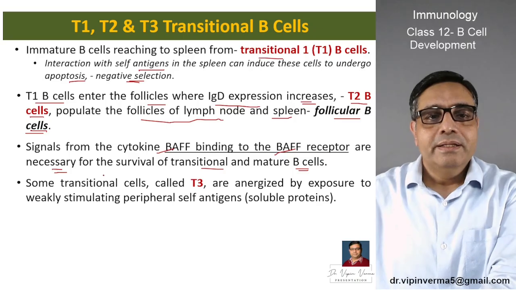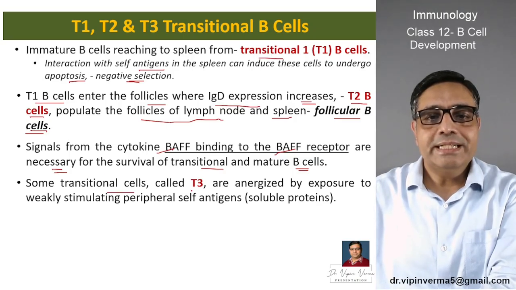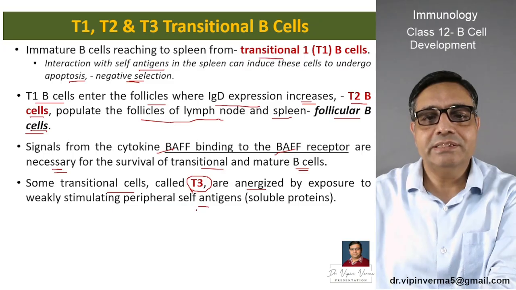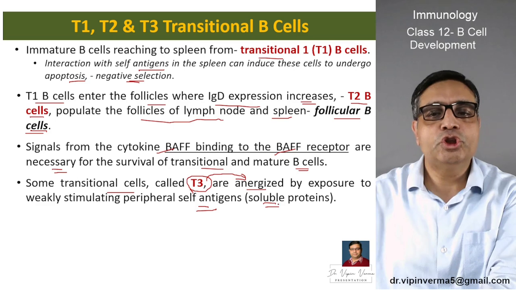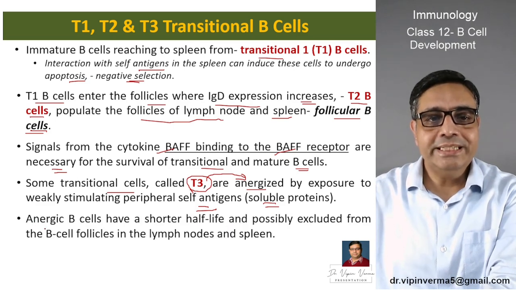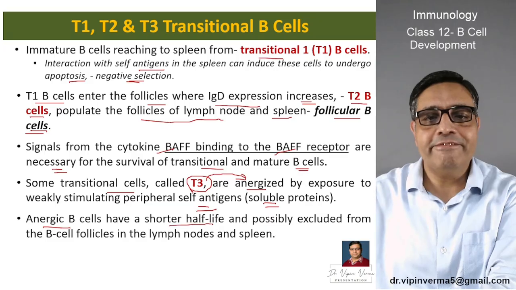Some transitional cells, which we call T3, are anergized by exposure to weakly stimulating peripheral self antigens. So basically these T3 cells are unresponsive, anergized by exposure to weakly stimulating peripheral self antigens, and these are soluble proteins. Now these anergic B cells have a shorter half-life, and possibly they are excluded from the B cell follicles in the lymph node and spleen, but more investigation is needed.